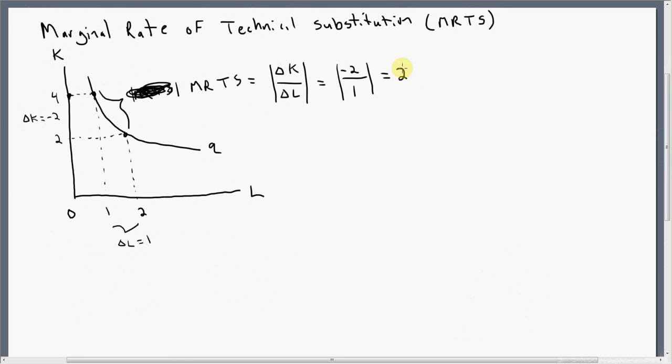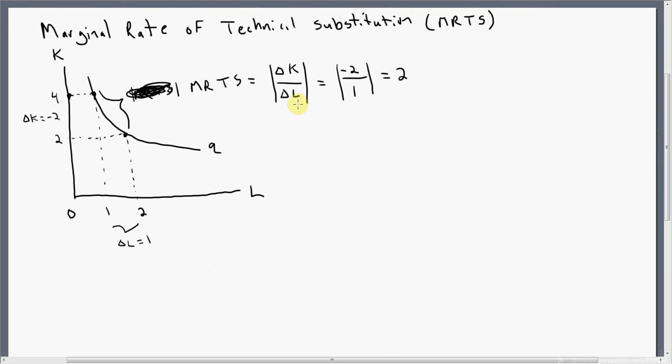What does this 2 mean? It simply means, as I stated with the definition, it's the amount of capital that can be replaced by 1 unit of labor. So over this range of the isoquant, 2 units of capital can be replaced by 1 unit of labor, holding output fixed. I will note that your book keeps the minus sign. I like to think of it in absolute value, the way we define it.